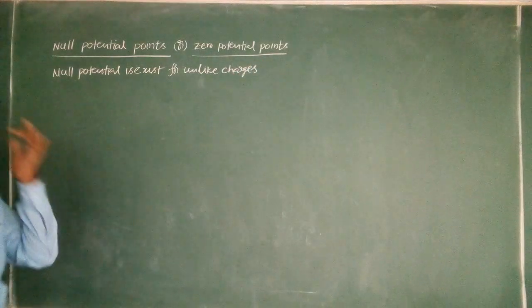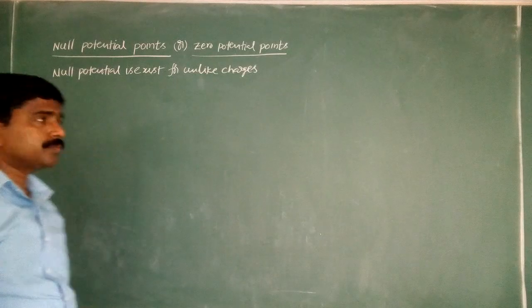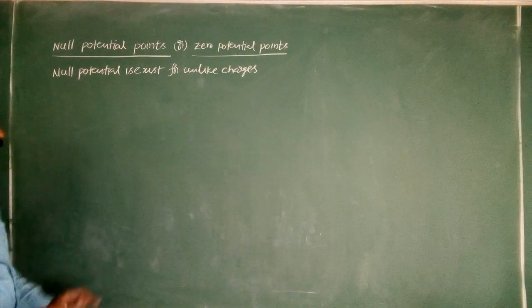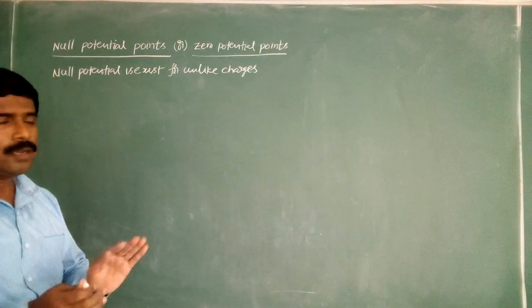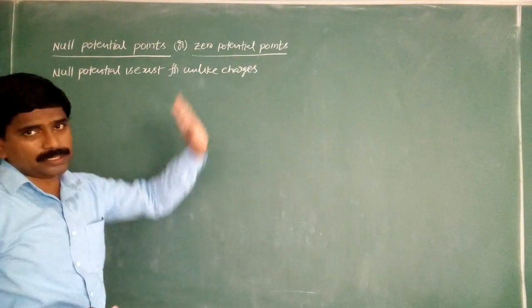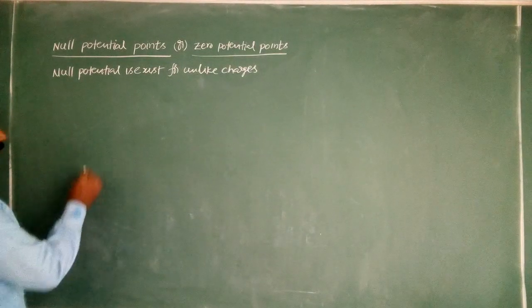Unlike charges, so one must be positive and the second one negative. Right, so now we want to find the position of the null points due to the unlike charges.